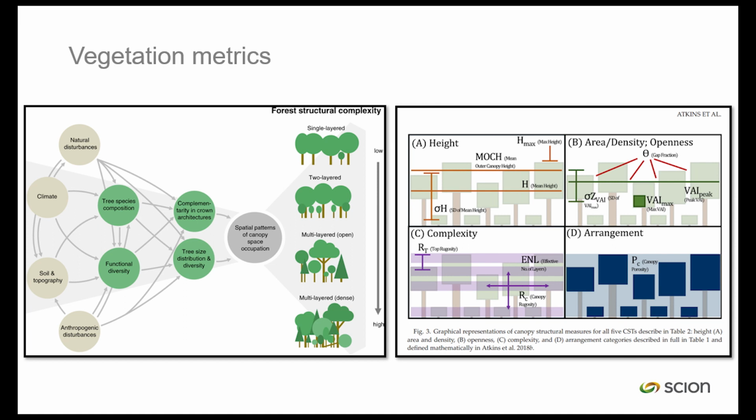My work's focus is on the forest structure. Natural and anthropogenic disturbances, climate, the tree species composition, and their size and distribution have an influence on the structure of forests. And these structures can be described by different metrics, which, for example, address the height or the openness or also the complexity of forest stands.